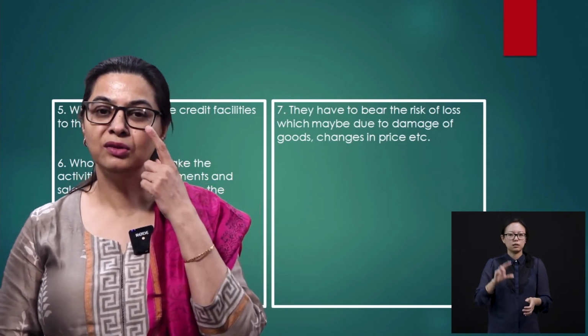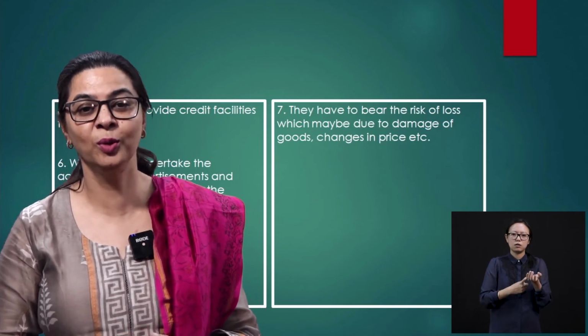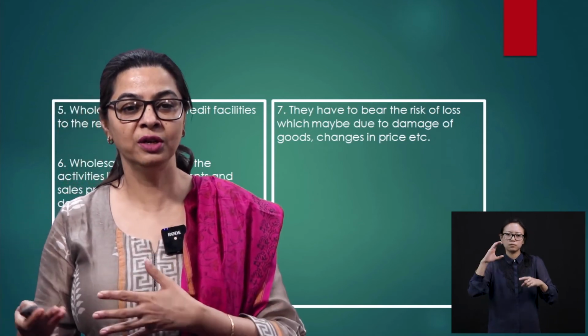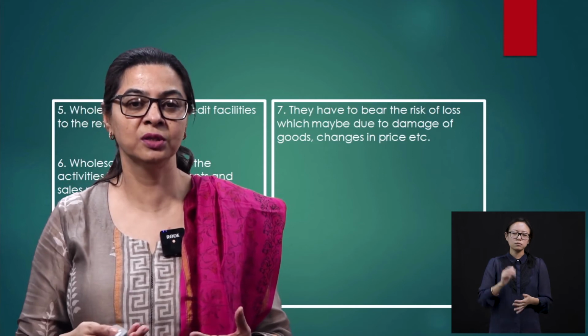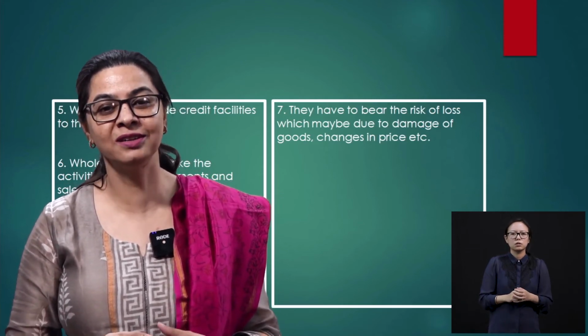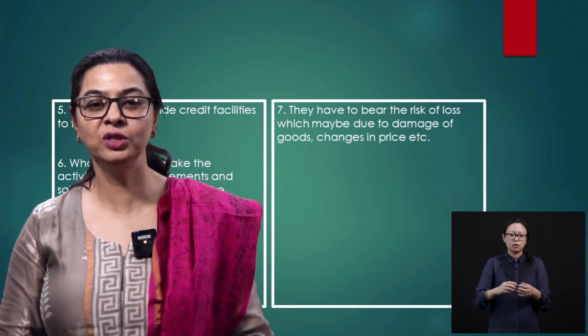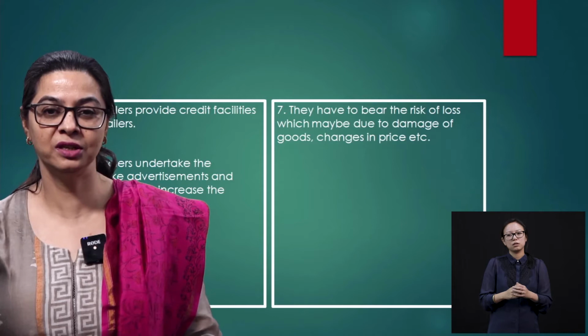They have to bear the risk of loss which may be due to damage of goods or change in prices. So if they are going to deliver some goods, and it's crockery and it's broken, the retailer is not going to pay. So it's the wholesaler who bears that loss also. So these were the 7 points of reference for the wholesalers.